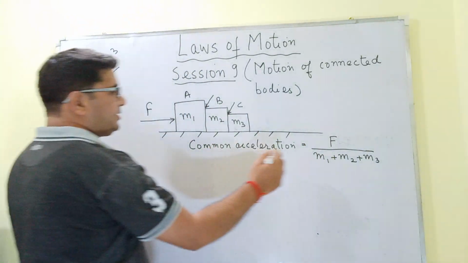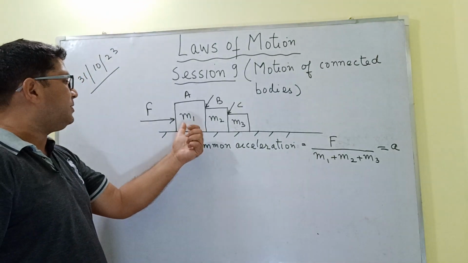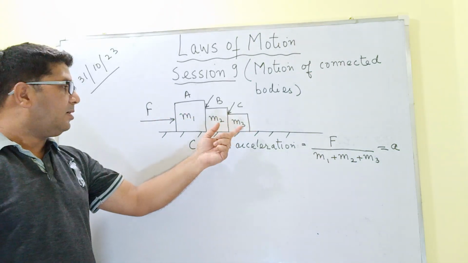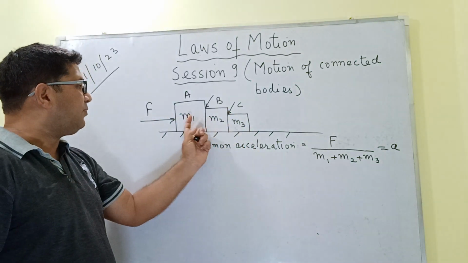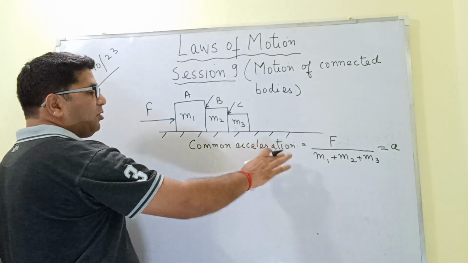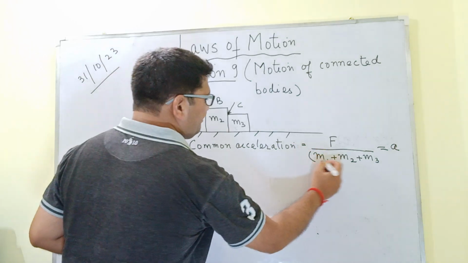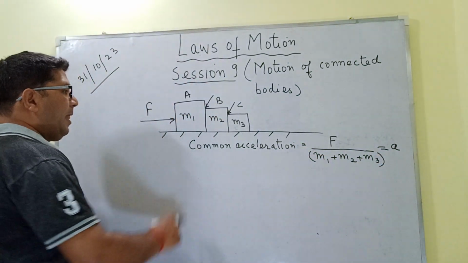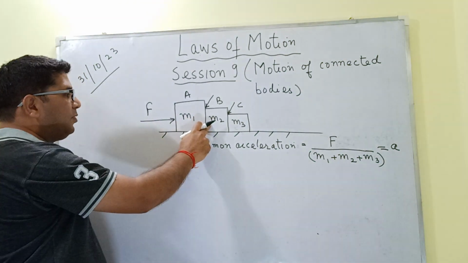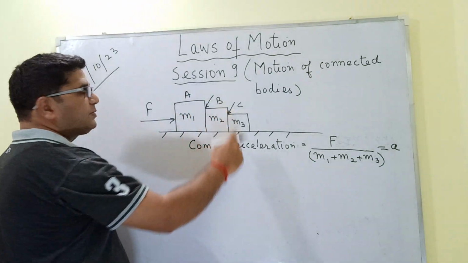Let us say this is equal to a. So this is the acceleration with which these three blocks will move together. ये एक साथ मूव करेंगे and their common acceleration will be equal to F divided by m1 plus m2 plus m3. ठीक है. So now अब इस केस में हमको निकालना है कि what will be the force at the interface of A and B and the interface of B and C.